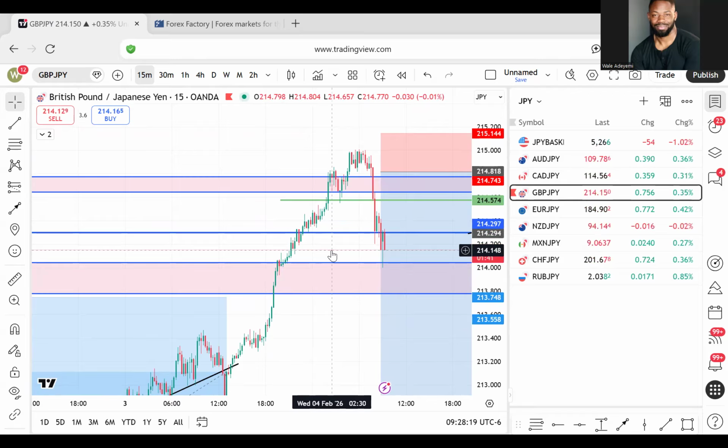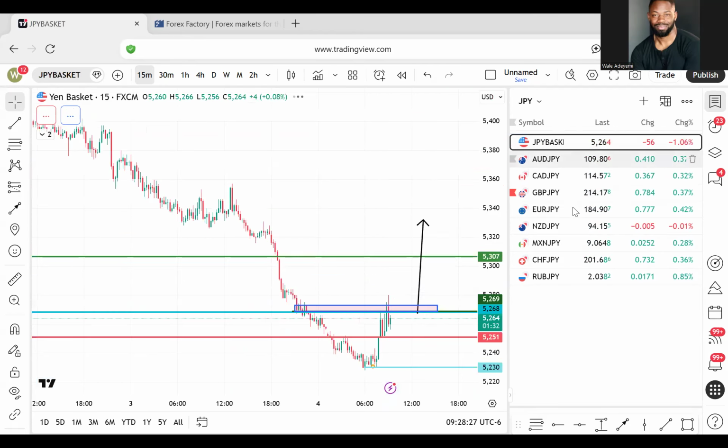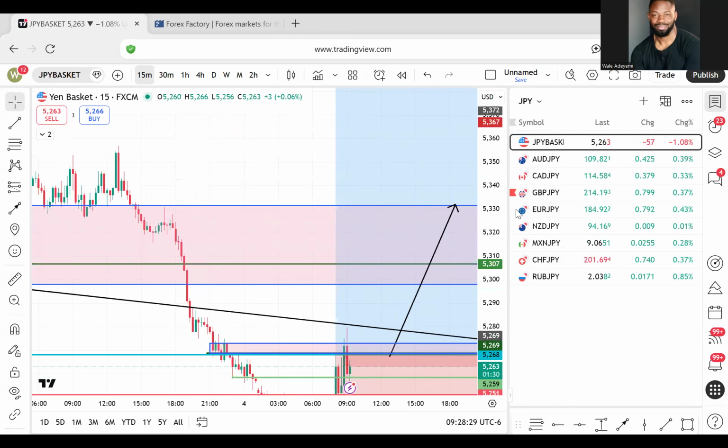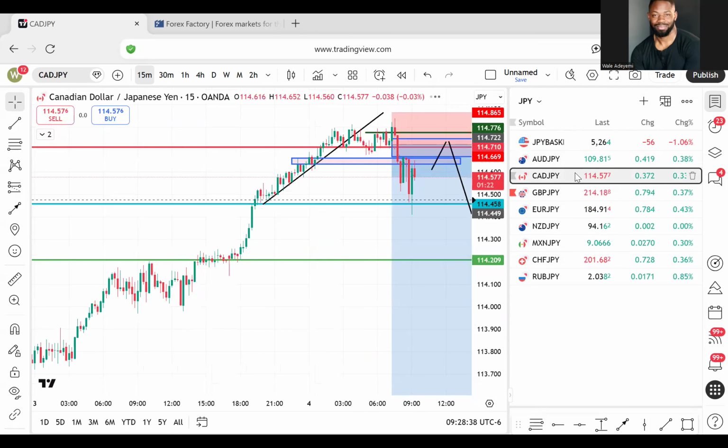So what are we looking for? What I'm looking for, and I'm gonna tell you even before I go back there, on the JPY basket, we want to see is price moving to trade back above our blue line? Are we aiming for that level? We haven't got there yet. We want to close this hour above here, and if it does, it's up.